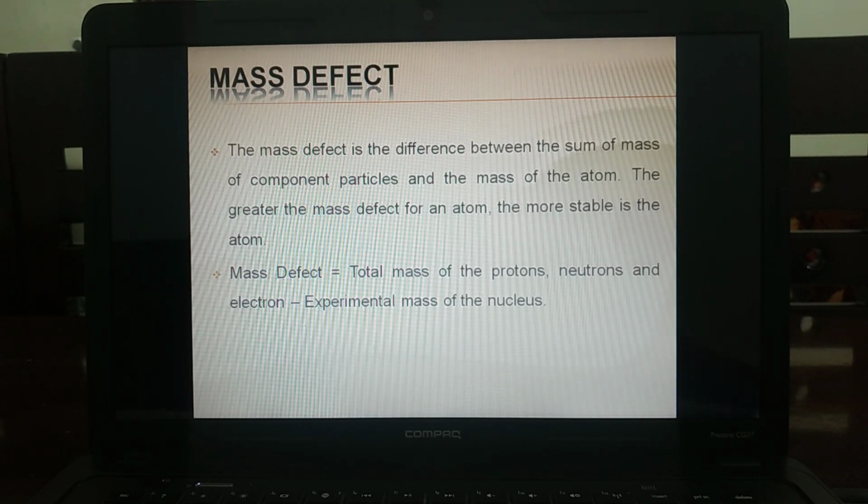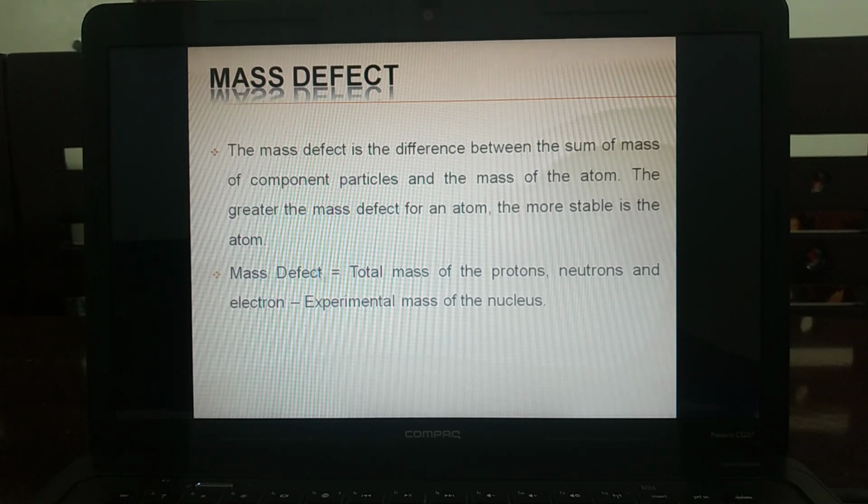Mass defect. The actual mass of an isotope of an element is less than the sum of the masses of proton, neutron and electron present in it. This difference is called mass defect. The mass defect is nothing but the loss of mass during the formation of the nucleus of the isotopes.